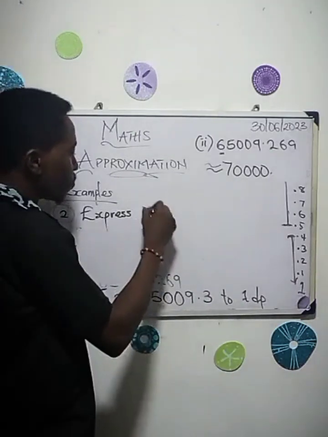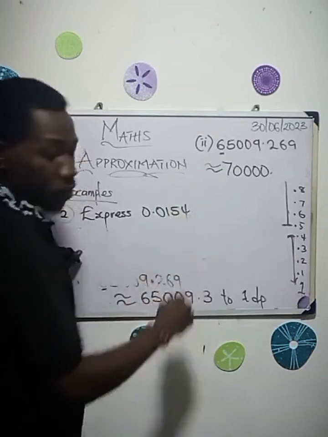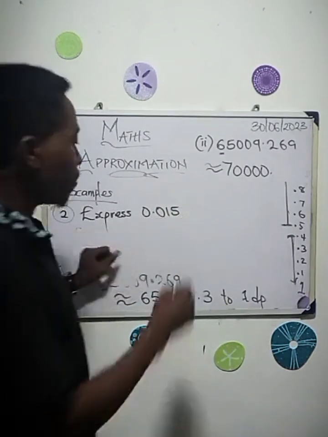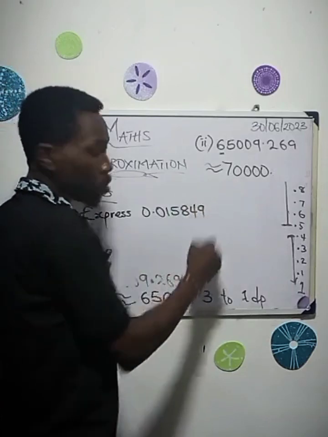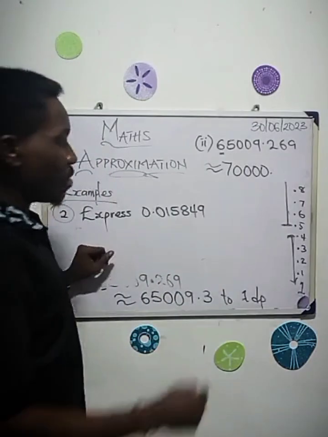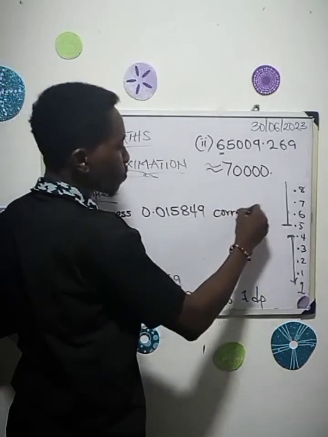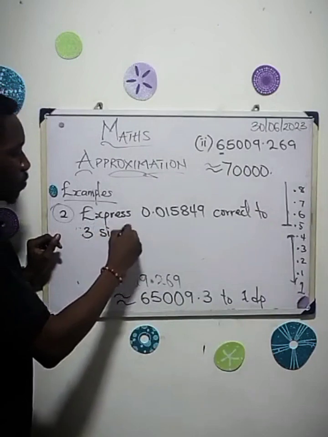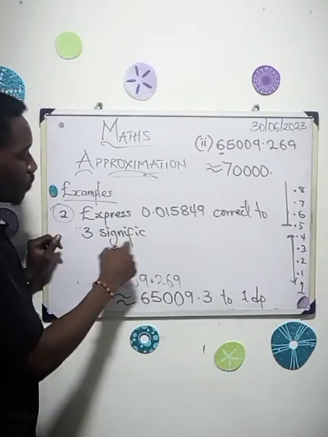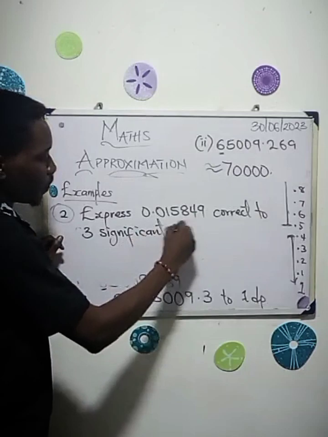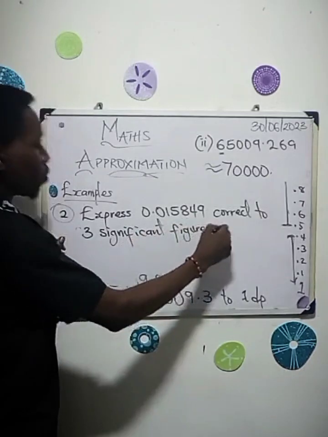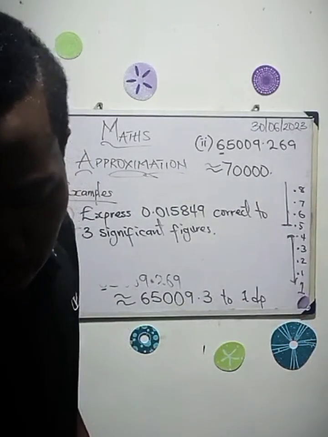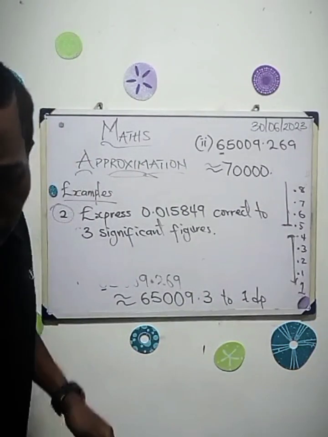It says express 0.015849 correct to 3 significant figures. So that's the question. Express 0.015849 correct to three significant figures. And so we have options.